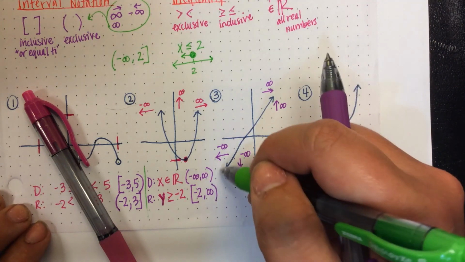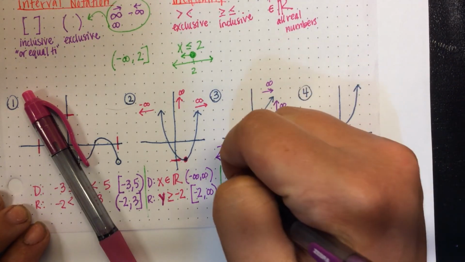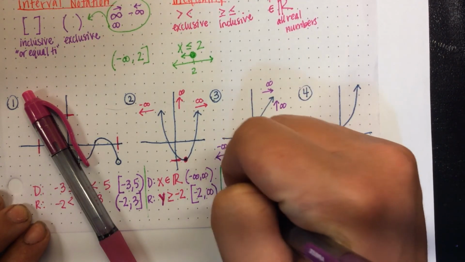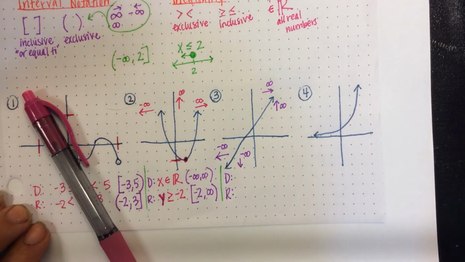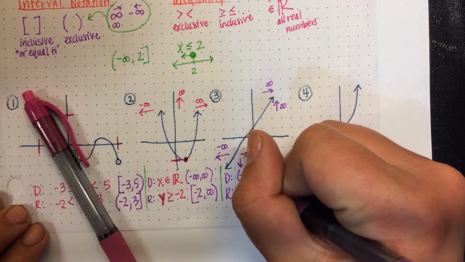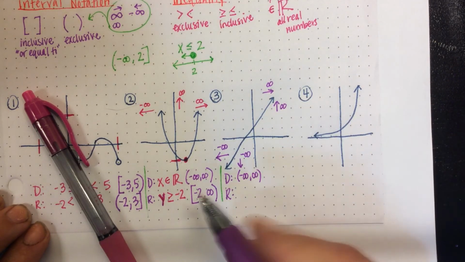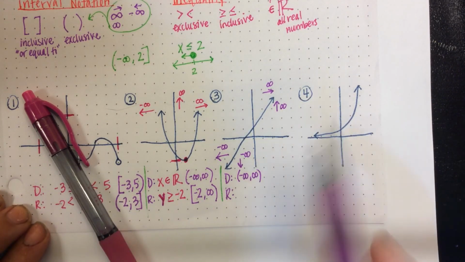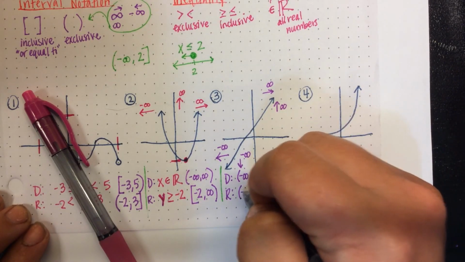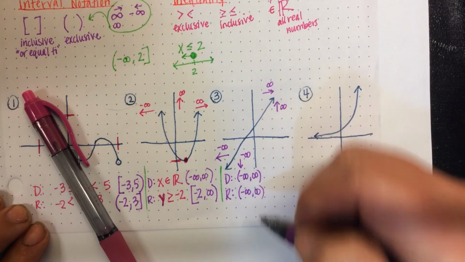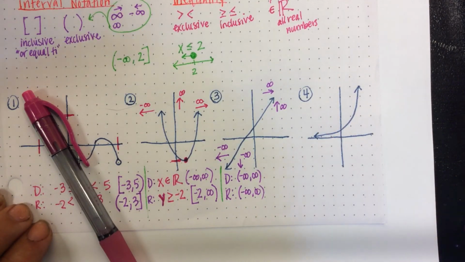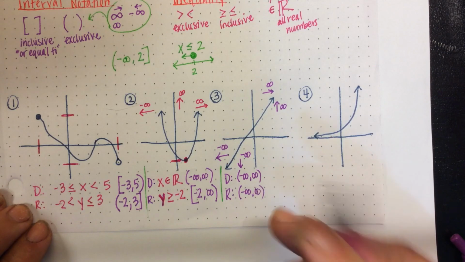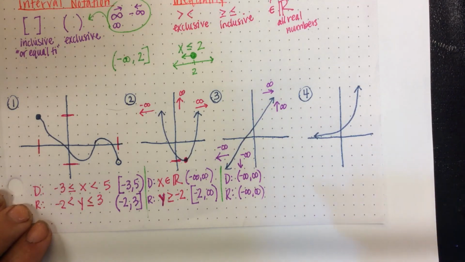Okay, so I'm going to switch it up this time. I'm going to do interval notation first. So if I go left and right forever, that's negative infinity to positive infinity. Anytime it goes left and right forever, this is going to be your domain. If it goes up and down forever, that's also our range. Negative infinity to positive infinity is the same as all real numbers.